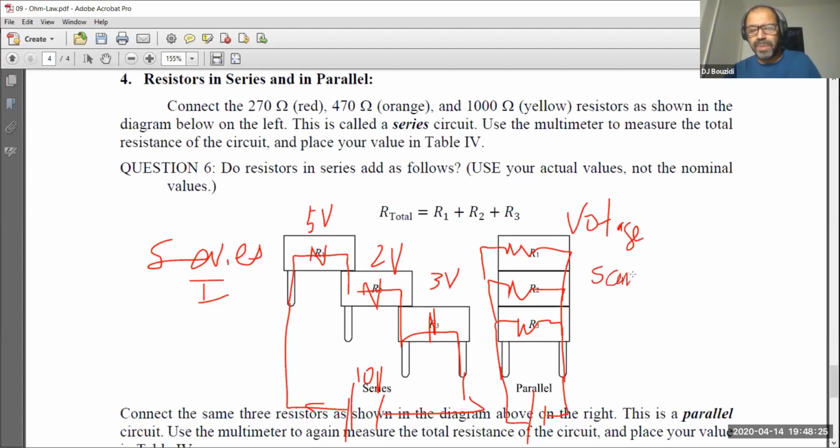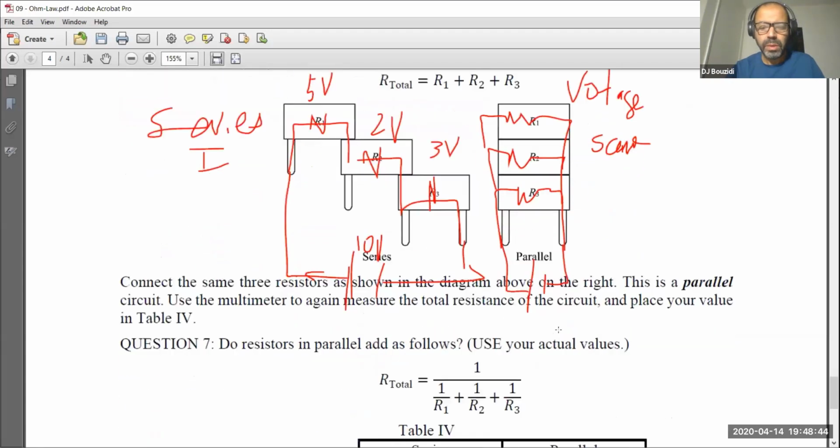So in the case of parallel, the charges are the same, or the current is the same. I'm sorry. In the case of series, the charges and the currents are the same. In the case of parallel, the voltage is the same. So that's basically a big distinction between the two.